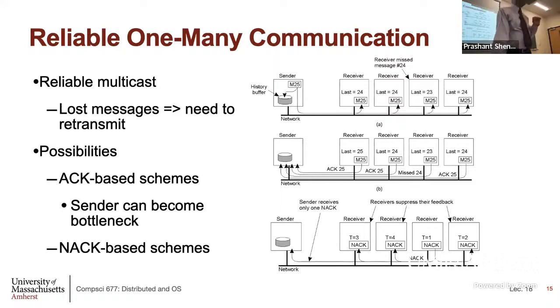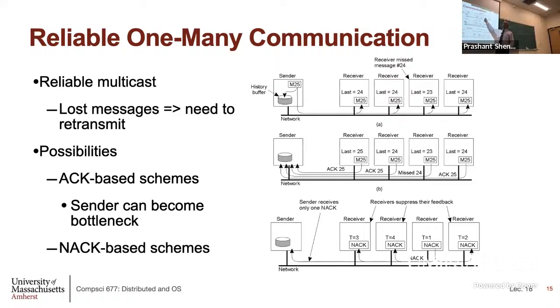Okay? What does that even mean? Okay, let's take the same example. Let's say that the messages you are sending are numbered. Okay, so you not only send the message, but you actually have a sequence number on them, so you know which message you received. So in this example here, every receiver has received all the messages through message number 24. So that's why last equals 24. Okay? The sender is trying to send message number 25. So 25 gets to all the receivers successfully, okay?